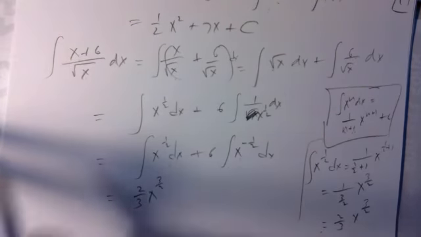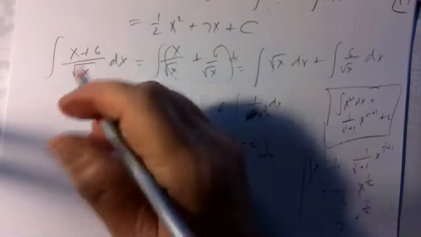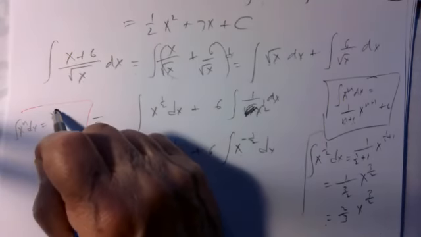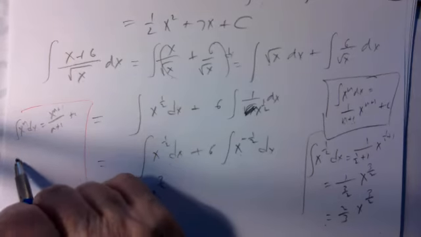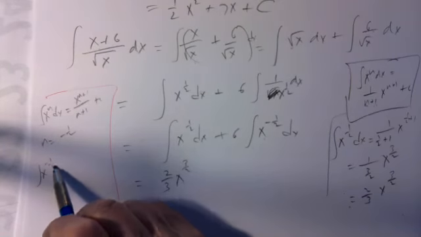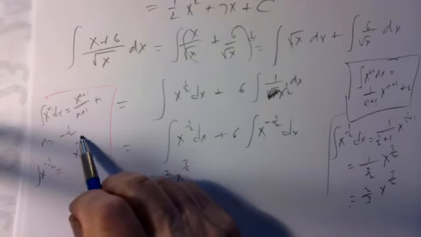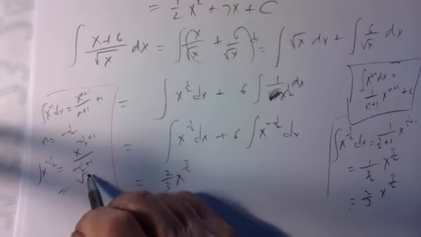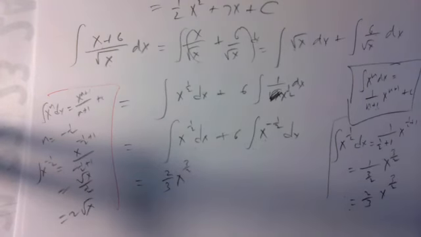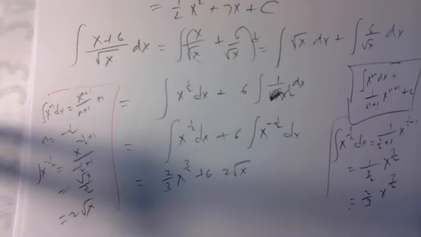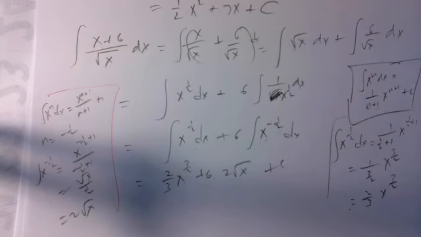Here we have n equals minus a half. Let me do that in a side box over here. Remember the formula: the integral of x to the n is x to the n plus 1 over n plus 1, plus a constant. So when n is minus a half, the integral of x to the minus a half is x to the minus a half plus 1, over minus a half plus 1. 1 minus a half is a half. So this is the square root of x over a half, or 2 times the square root of x. So this is plus 6 times 2 times the square root of x, plus the constant. And that's the answer.